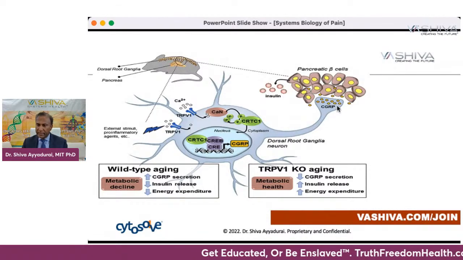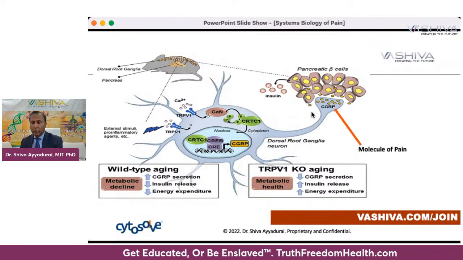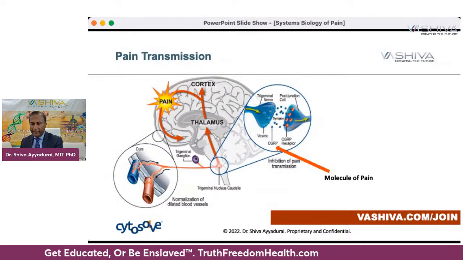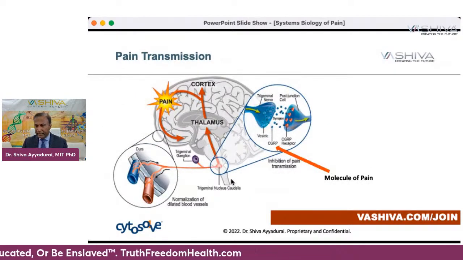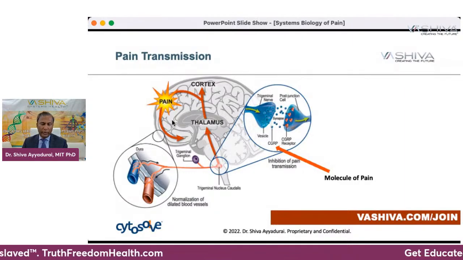And this starts releasing these neuropeptides, the molecule of pain. And this molecule of pain then goes up to your brain, and you go, ouch. So you see the biology here. So CGRP is the molecule of pain.